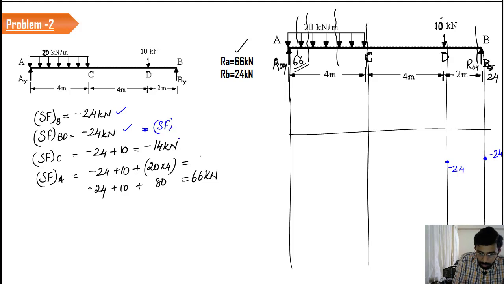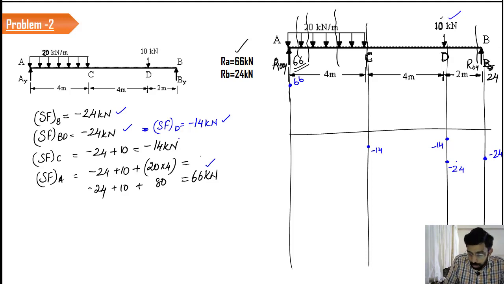Shear force at D is minus 40 kilonewton. This is by considering the point load 10 kilonewton. I haven't added that, so kindly add that also. So suddenly the value changed to minus 14. Now till you reach the point C, the value remains the same as minus 14. So from minus 14, when you travel towards A, the value changed to positive 66. This is a very significant change.